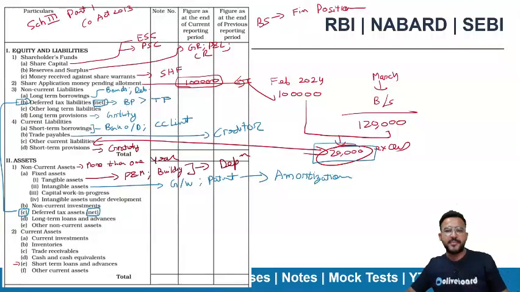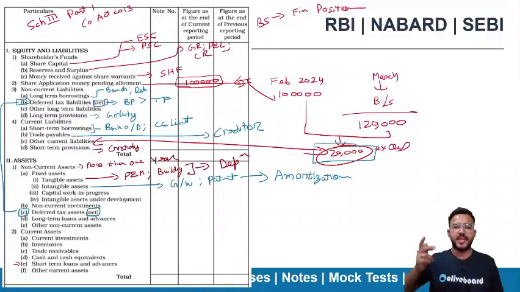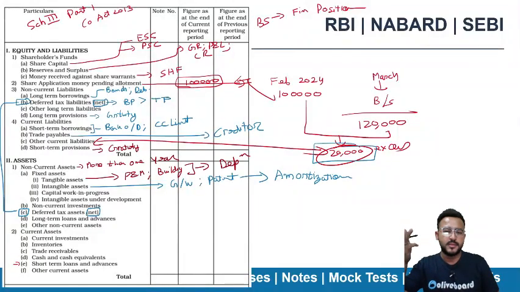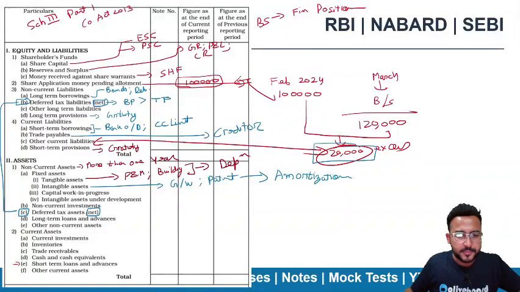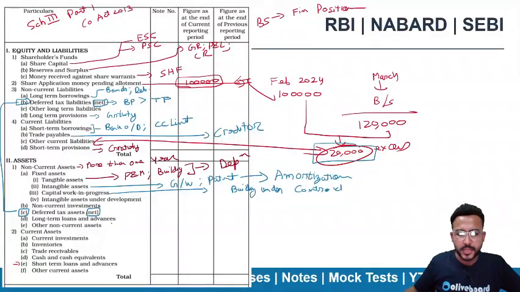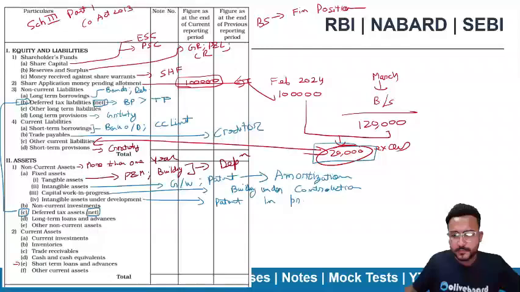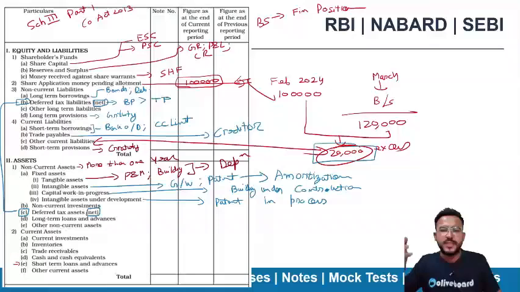So it's again an examination question only: in case of intangible assets, what do we apply? Depreciation, amortization, depletion? So we apply amortization, right? Then we have capital WIP, so I can write building under construction. Then we have intangible asset under development. Here I can write patent in process, right? These are only examples that I have taken.